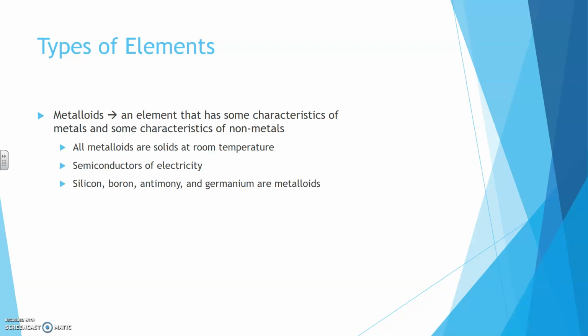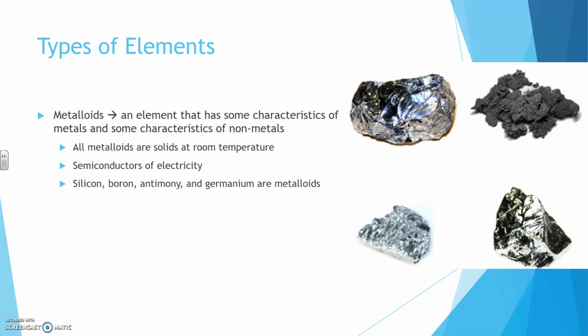Silicon, boron, antimony, and germanium are all metalloids. You'll notice that they look like metals. They're shiny. They've got that kind of luster to them, but they are not fully metals.